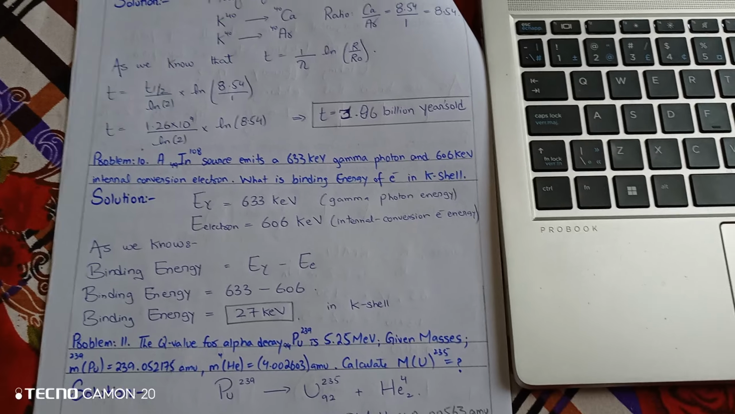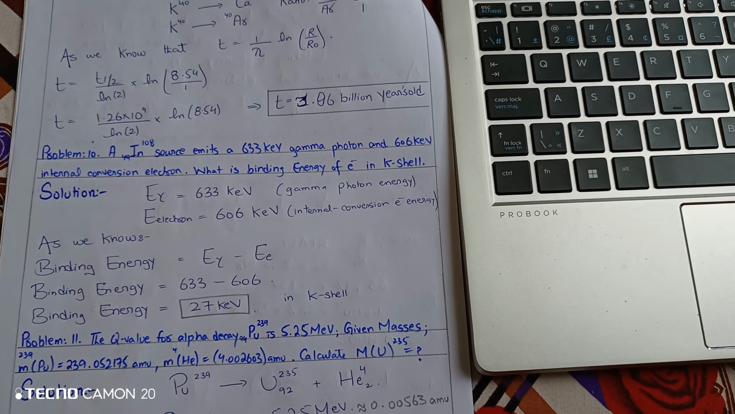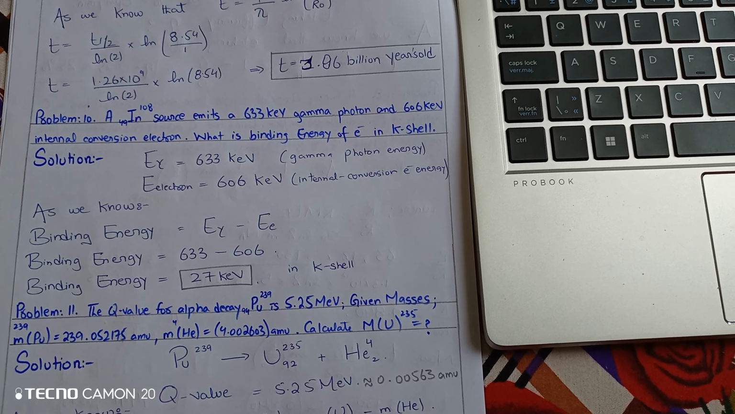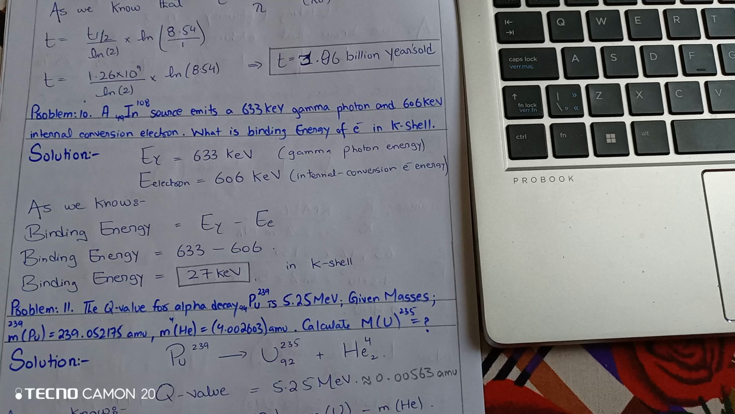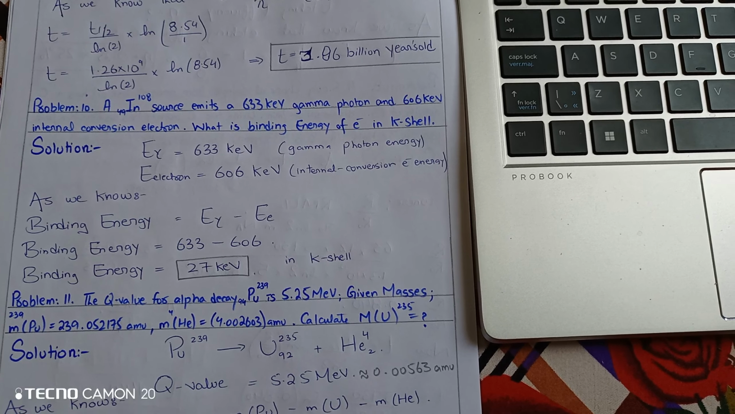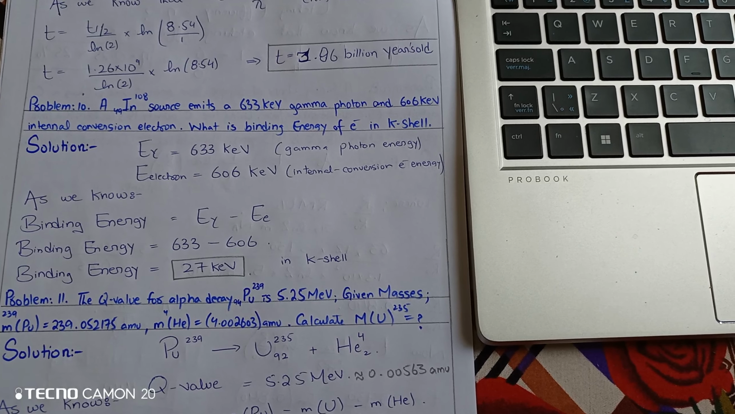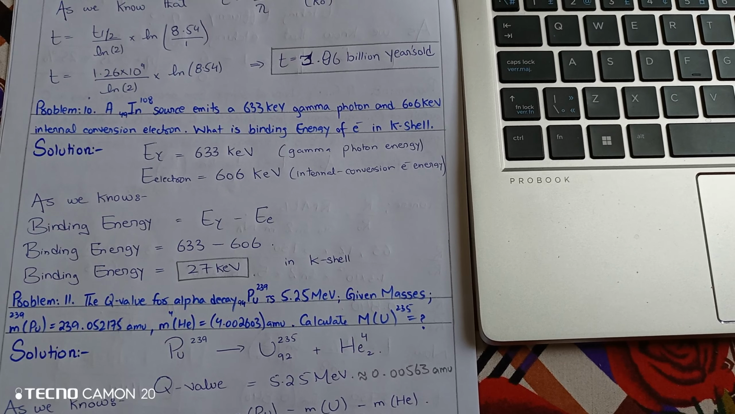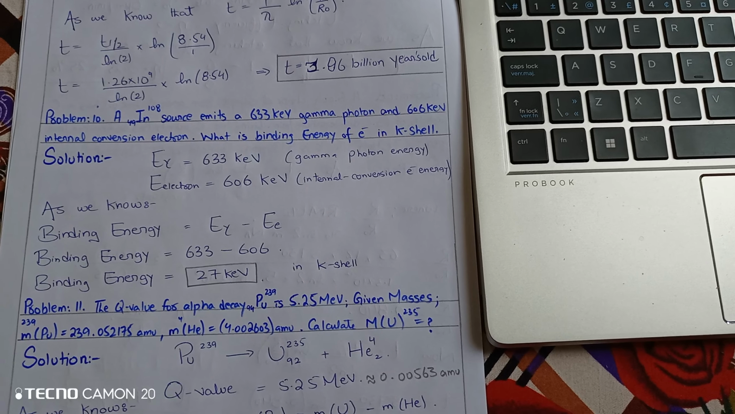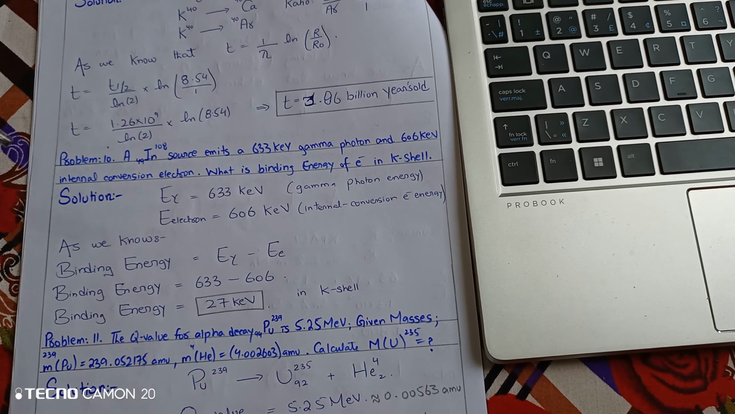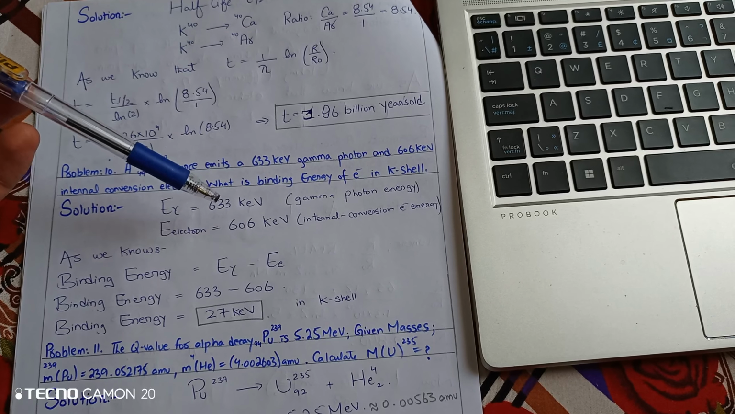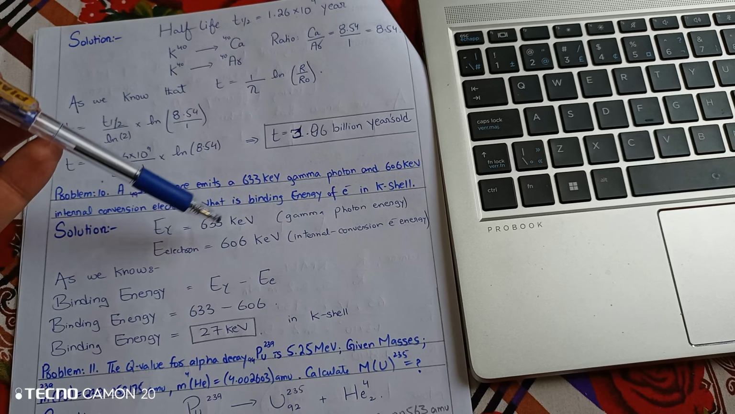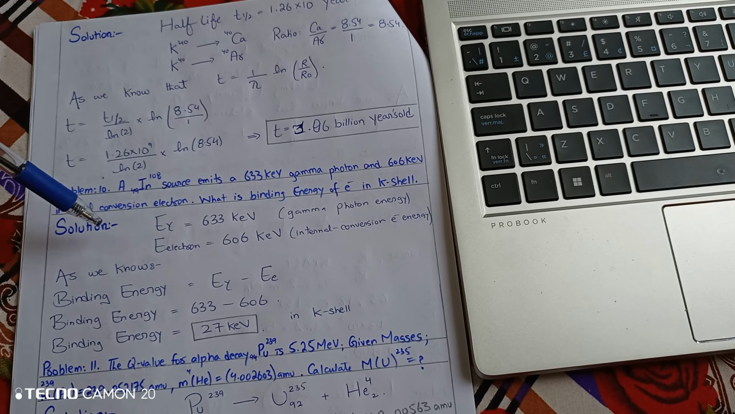Now move on towards our 10th problem. It says that an iron 49108 source emits a 633 kilo electron volt gamma photon and a 606 kilo electron volt internal conversion electron from the K shell. What is the binding energy of the electron in the K shell? Now you have to calculate the binding energy. The gamma photon energy is 633 kilo electron volts, and the internal conversion electron energy is 606 kilo electron volts.